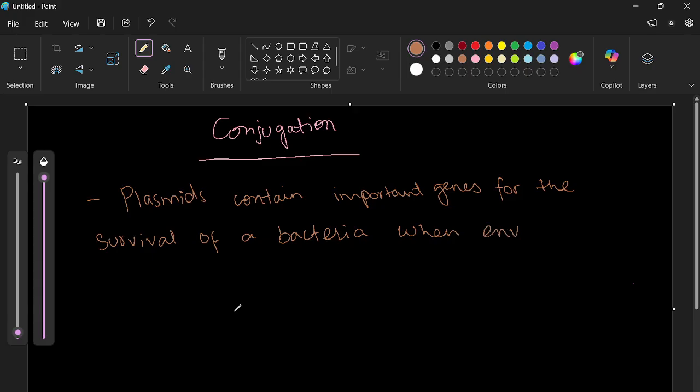When environmental conditions change. So what is meant by this point? Okay, so what is basically the cause is the importance, so we're discussing the advantages.